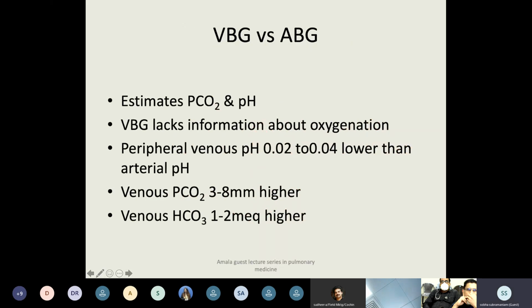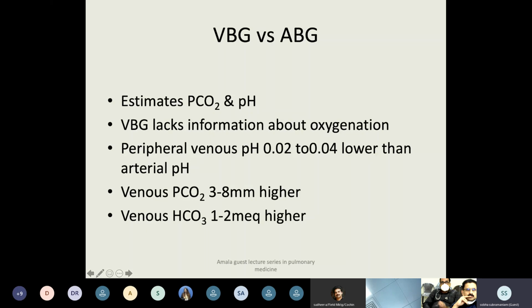Now, arterial blood gases should be taken from the artery. But sometimes we all know that we may miss the artery and hit the nearby vein and we will get a VBG. So how will you find out whether it is a VBG or ABG? We know that VBG lacks information about oxygenation. It is deoxygenated blood which is there in VBG. So the PaO2 in a VBG will be roughly around 40. So it is very low.